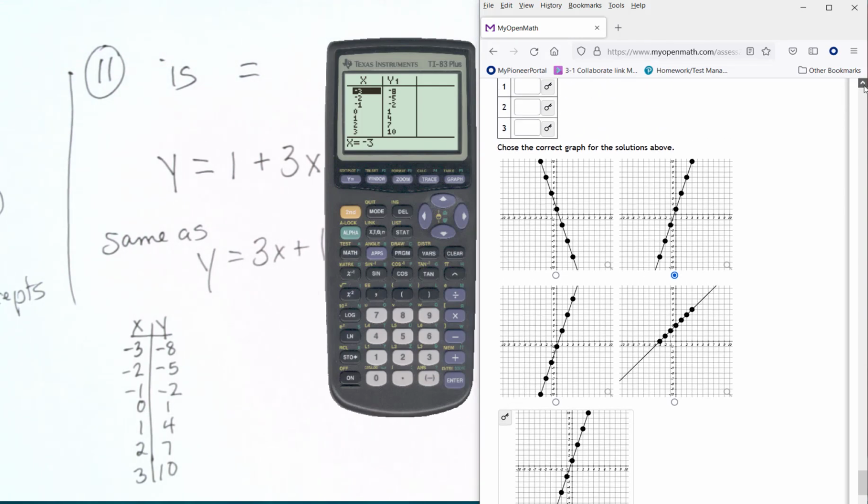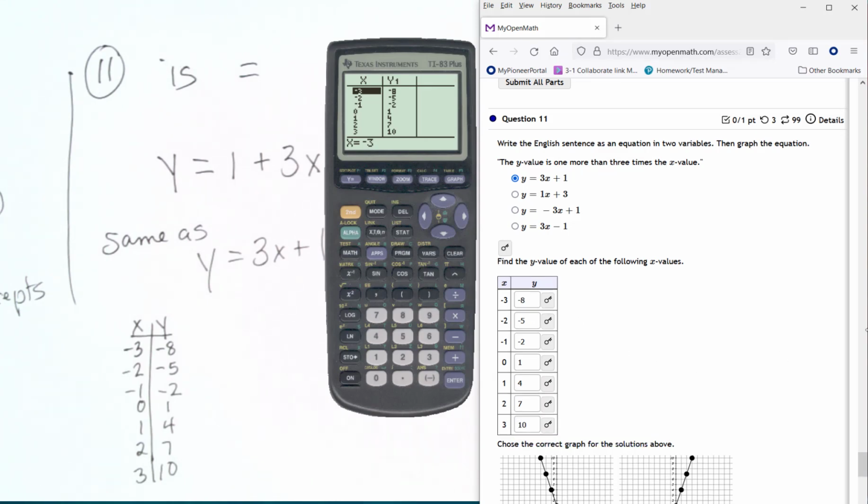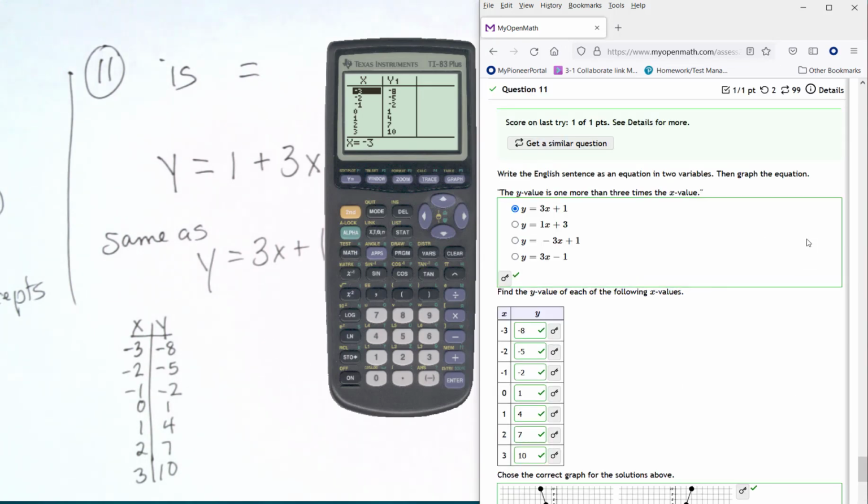All right, let's go back and fill in our table. So we have -8. -2 goes with -5. -1 goes with -2. 0, 1. 1, 4. 2, 7. And 3, 10. And very good.